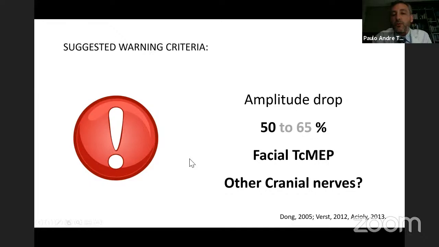For transcranial motor evoked potentials, the warning criterion for warning the surgeon is a 50 to 65% drop in the amplitude of the facial transcranial MEP. We know that the transcranial MEP varies over time, and there is not much data for the facial nerve, but a 50 to 65% drop can occur even during surgery without any event. So we have to pay attention and correlate what is going on in the intraoperative monitoring with the surgery.